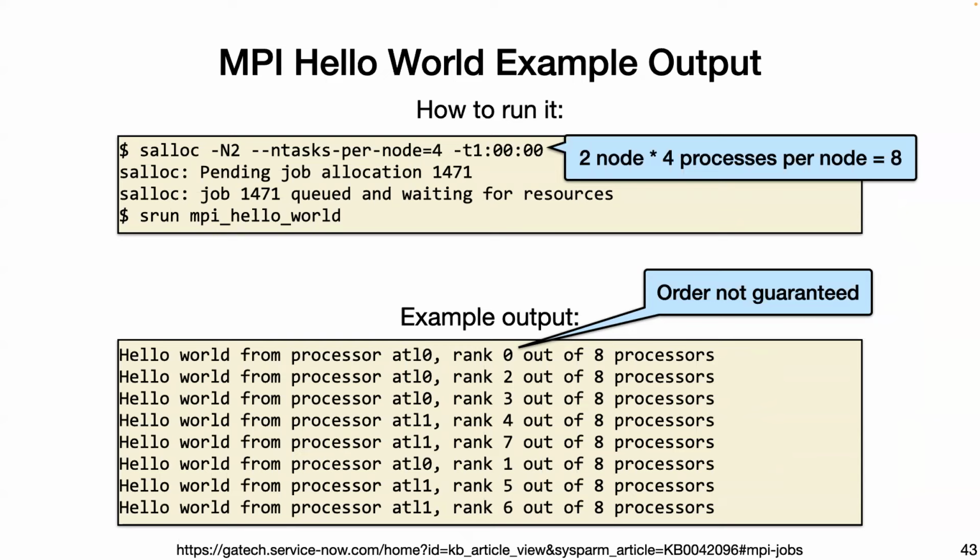Here, for example, I did salloc, which is allocating interactive nodes with 2 nodes and 4 tasks per node. And then I did srun, which is how you run it on this interactive allocation. MPI hello world is just the binary. So in srun, we didn't specify how many processes there are. We only asked for some number of processes when we allocated the nodes.